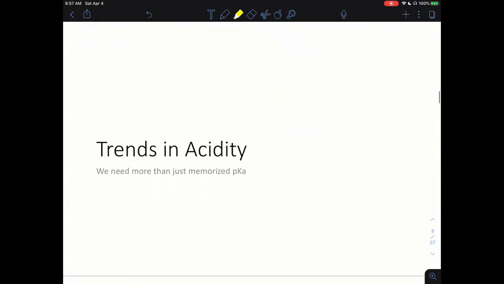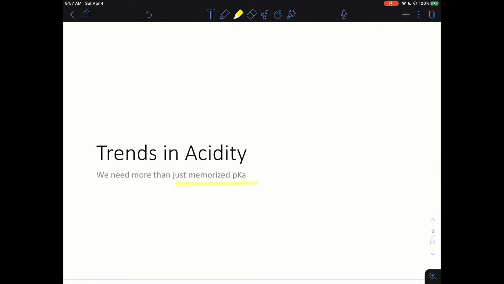Okay, so we need more than just memorize pKa data. We need more than this. And what we need to understand are what structural features of molecules result in trends in acidity. So we're going to go ahead and tackle that now.